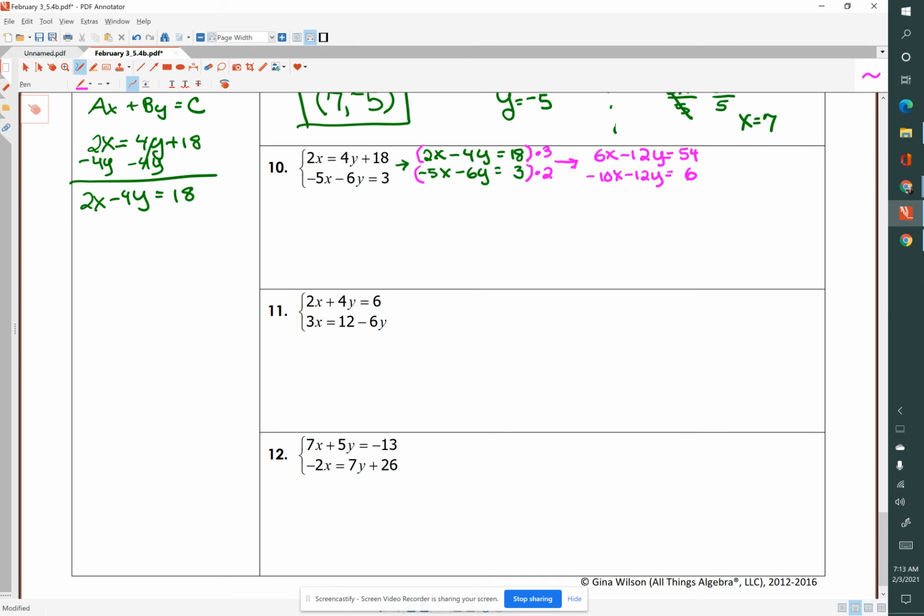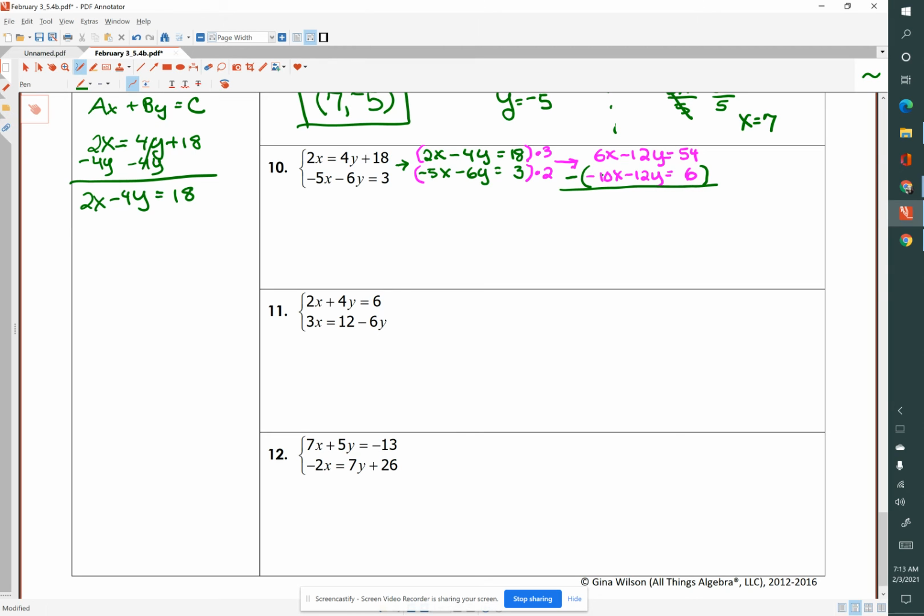Now, be super careful with this. This is one of those problems where the negative signs can really get you. I have negative 12y, negative 12y. Well, if I add them up, I'm going to have negative 24y. What I want is 0y. So I'm going to subtract so that when I subtract the negative 12y, it will be like adding 12y, because subtracting a negative is the same as adding.